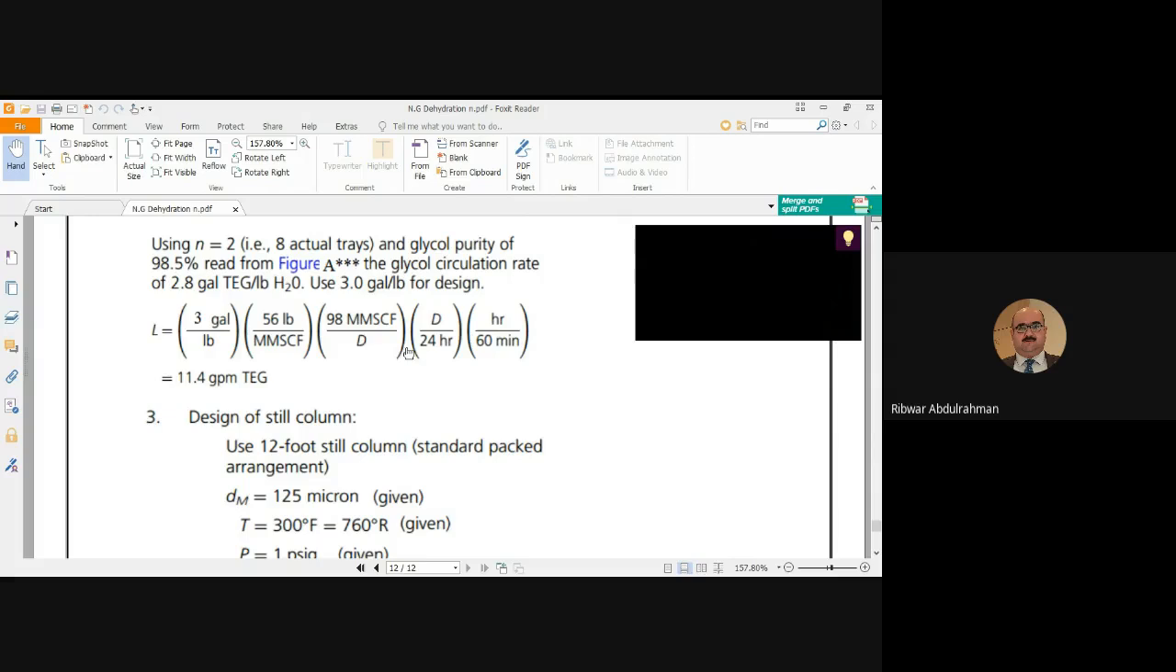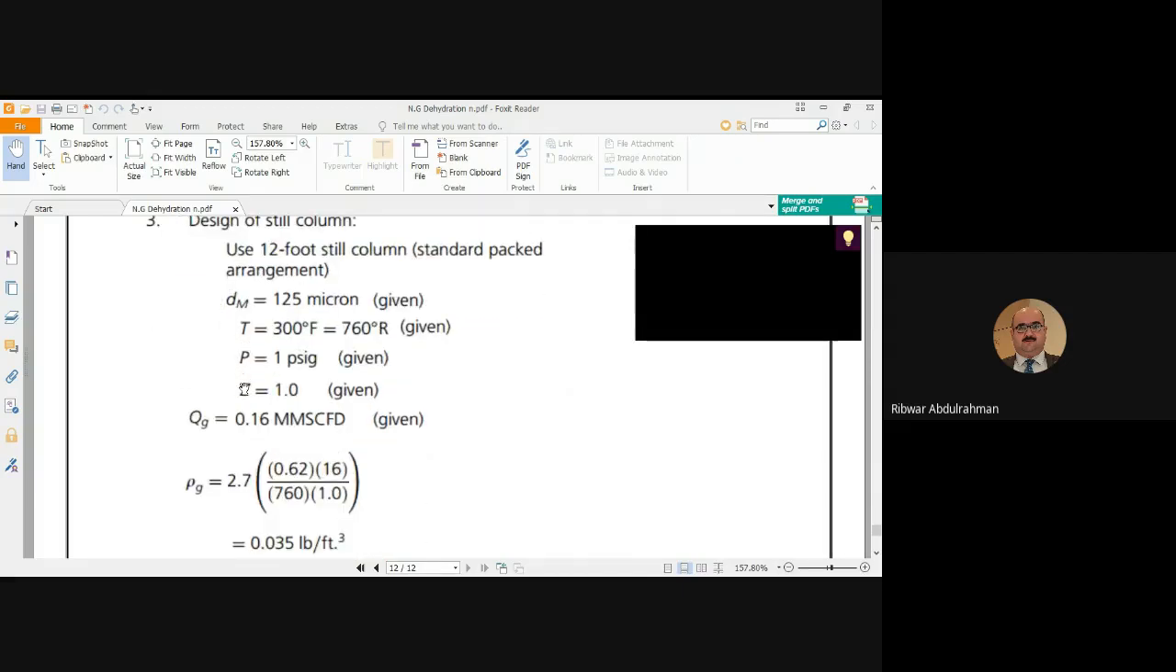Okay, so it's very easy. Finally, we can get the final result, which is the circulation rate of the triethylene glycol, which is 11.4 gallon per minute. Okay. So it's a very easy procedure to find out the final result, or the circulation rate of the glycol in gallon per minute. Okay.